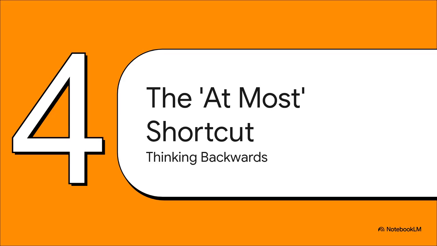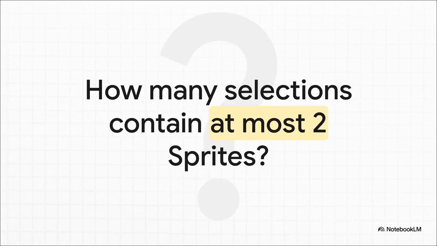All right, one last challenge for you. This one involves some really clever reverse logic. I like to think of this as a real pro move for solving these kinds of problems. What if the rule is the exact opposite? You can have 0 Sprites, 1 Sprite, or a maximum of 2 Sprites, but absolutely no more than that. How many ways can we make that happen?